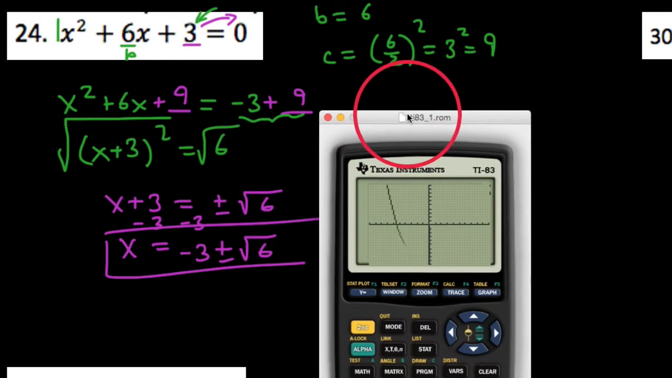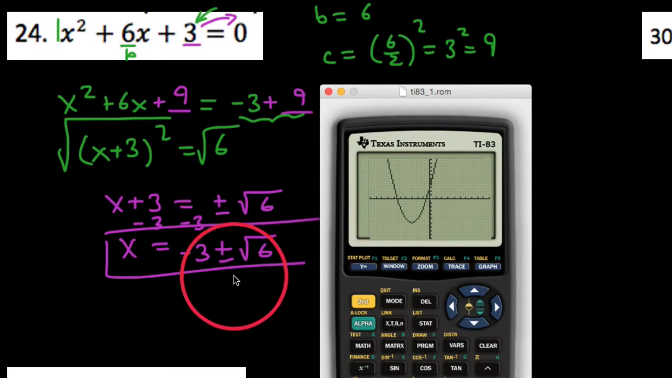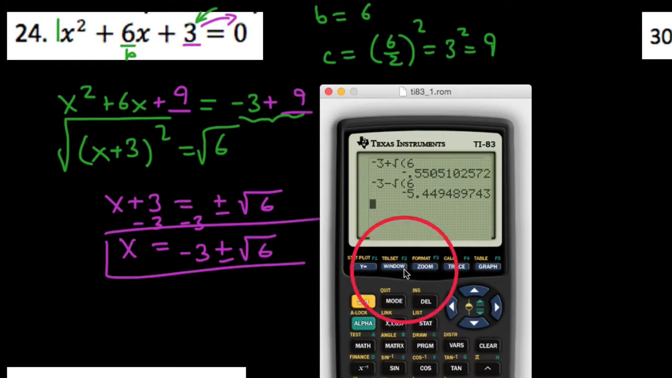And when I graph this, what I'm hoping to see is that these two decimals that I got for these two zeros actually exist on my graph. So it looks like to me that we get two negative zeros, or roots, or solutions. One is between 0 and negative 1. And the other one is, let's see here, negative 1, 2, 3, 4, 5, somewhere between negative 5 and negative 6. So if I quit out of my graph here, you can see that we got somewhere between 0 and negative 1, and between negative 5 and negative 6.